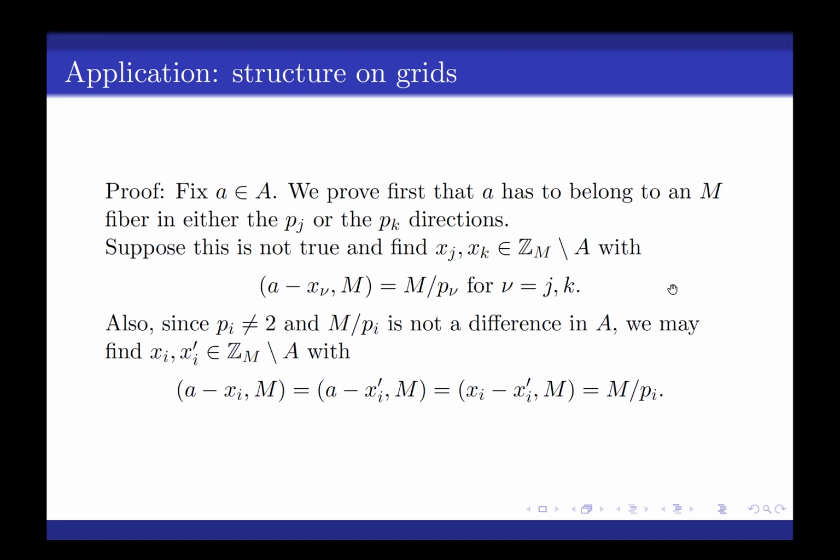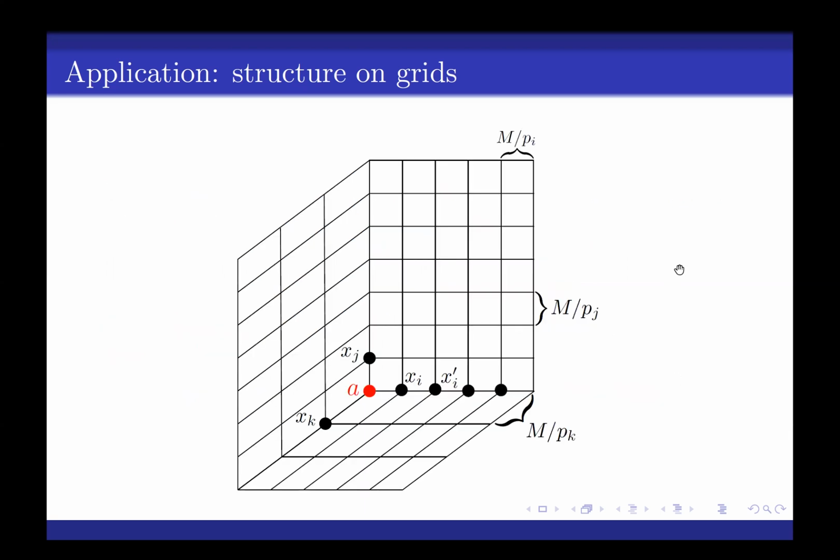Also, since M over PI is not a difference in A, we can also find 2 elements. Here I'm using the fact that PI is at least 3. So we can find 2 elements outside of A, xi and xi prime, at distance M over PI from a and from one another. If this is too confusing, let me show you a picture that would clarify everything. We have the point of A in red, which is small a. Then we have xj, which is outside of A, at distance M over PJ. The same for xk at distance M over PK. And we have xi and xi prime at distance M over PI.